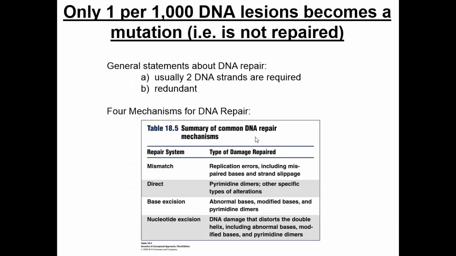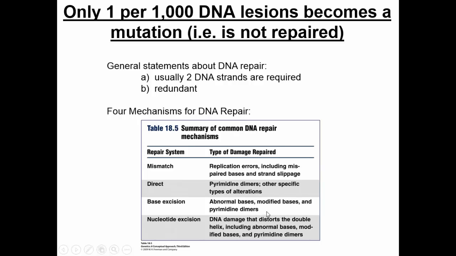Okay, only about 1 in 1,000 DNA lesions are actually maintained, not repaired, to become a mutation. I'll tell you a few statements about DNA repair. It usually requires 2 strands, 2 DNA strands, and it's redundant. What I mean by that is we're going to talk about 4 mechanisms of repair in a second here: 1, 2, 3, 4. And what you can see is the types of things they fix. You might see them in multiple categories.